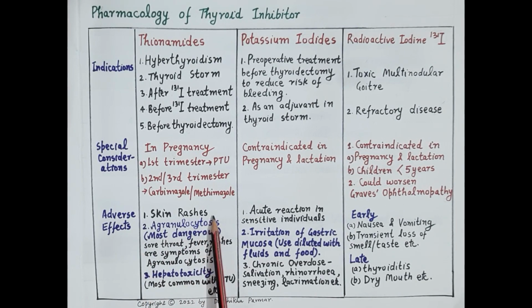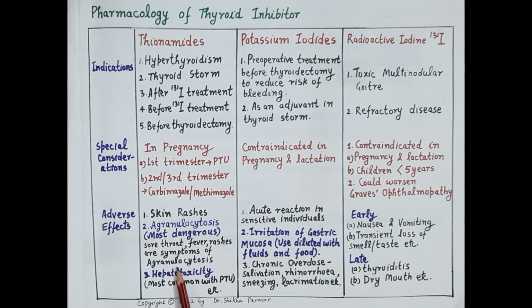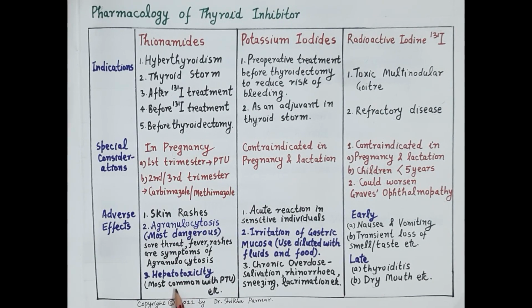Then adverse effects. Thionamides can cause skin rashes. Agranulocytosis is the most dangerous side effect of thionamides. Sore throat, fever, and rashes are the symptoms of agranulocytosis. Then, thionamides are hepatotoxic, and hepatotoxicity is very common with propylthiouracil, and therefore in most of the indications methimazole and carbimazole are preferred over propylthiouracil.